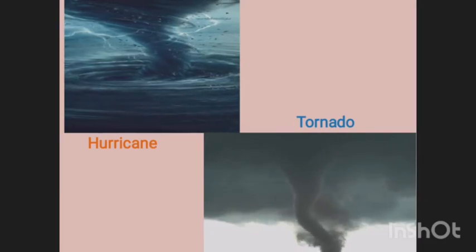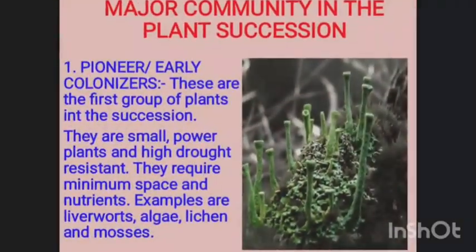Then we have the tornado. Tornado is also a natural disaster that sweeps and destroys everything that comes on its path. All right, these are factors that can lead to barren land.